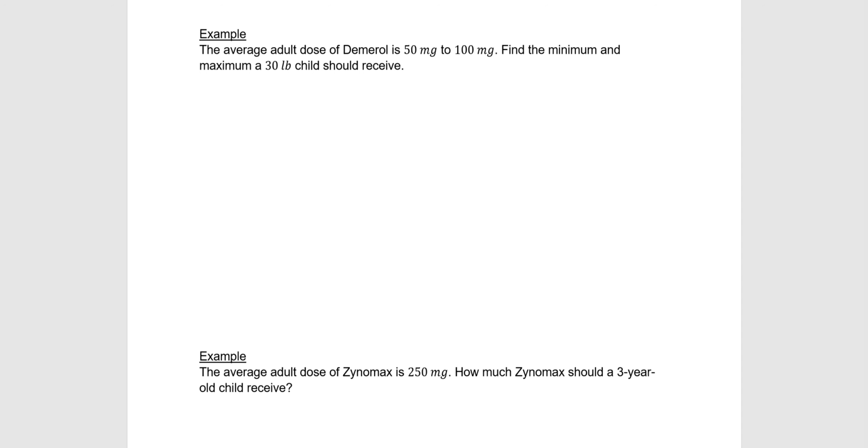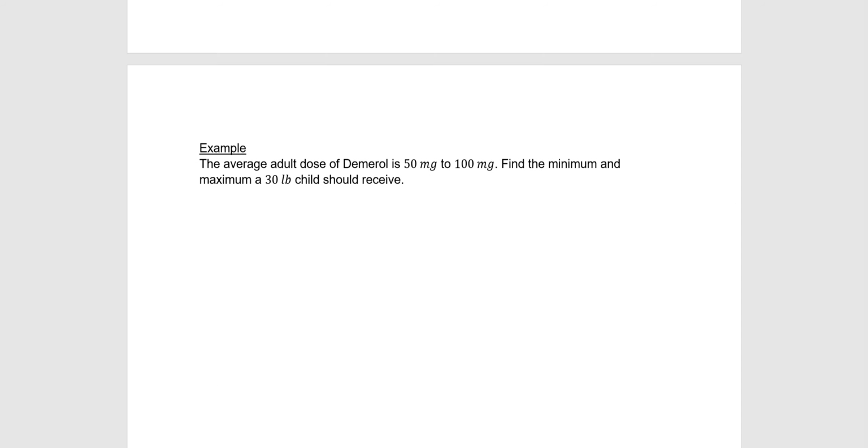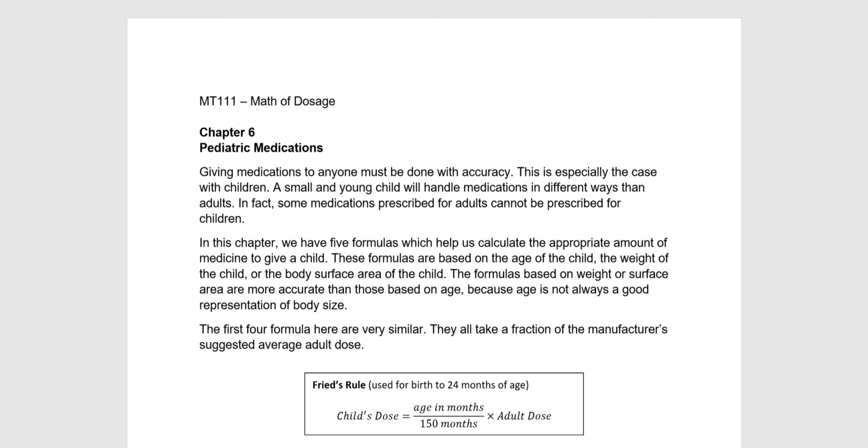So the average adult dose of Demerol is 50 milligrams to 100 milligrams. We want to find the minimum and maximum a 30-pound child should receive. So we're not given an age here, so let's go up to the formulas to see which one we have to use. We're given a weight.